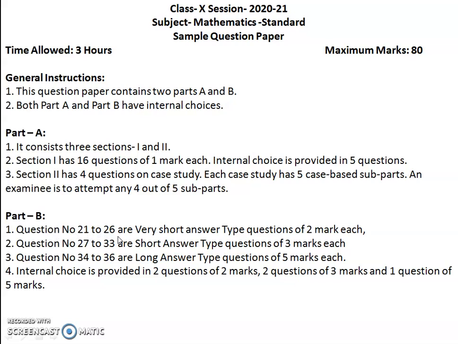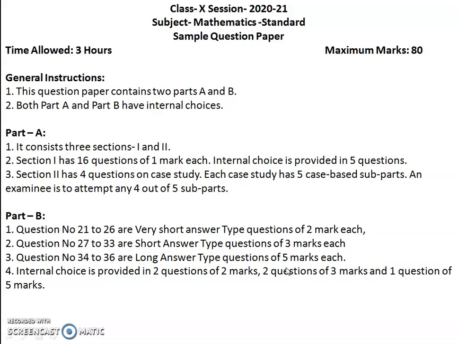Now part B. Question numbers 21 to 26 are very short answer type questions of 2 marks each. Question numbers 27 to 33 are short answer type questions of 3 marks each. Question numbers 34 to 36 are long answer type questions of 5 marks each. Students, make sure that you write the complete steps for these types of questions from part B, because the marks lie in the steps that you write. Internal choice is provided in 2 questions of 2 marks, 2 questions of 3 marks and 1 question of 5 marks.